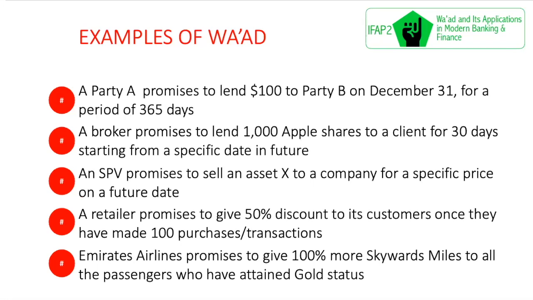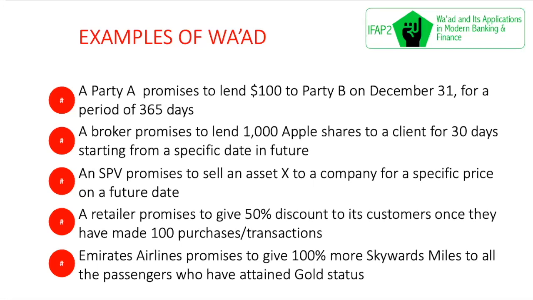So a unilateral arrangement would be only by one party. So if I promise to do something, this is my undertaking, and this should be executed with only my signatures. The promisee should not be signing on that document. Let's see some examples of WAD.